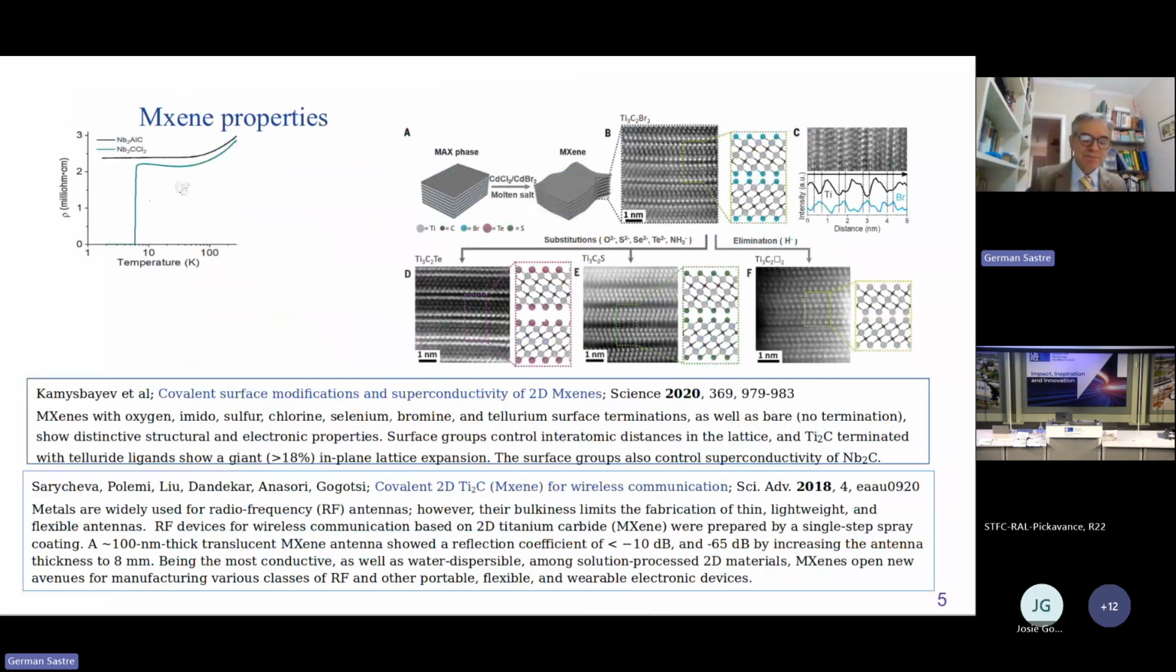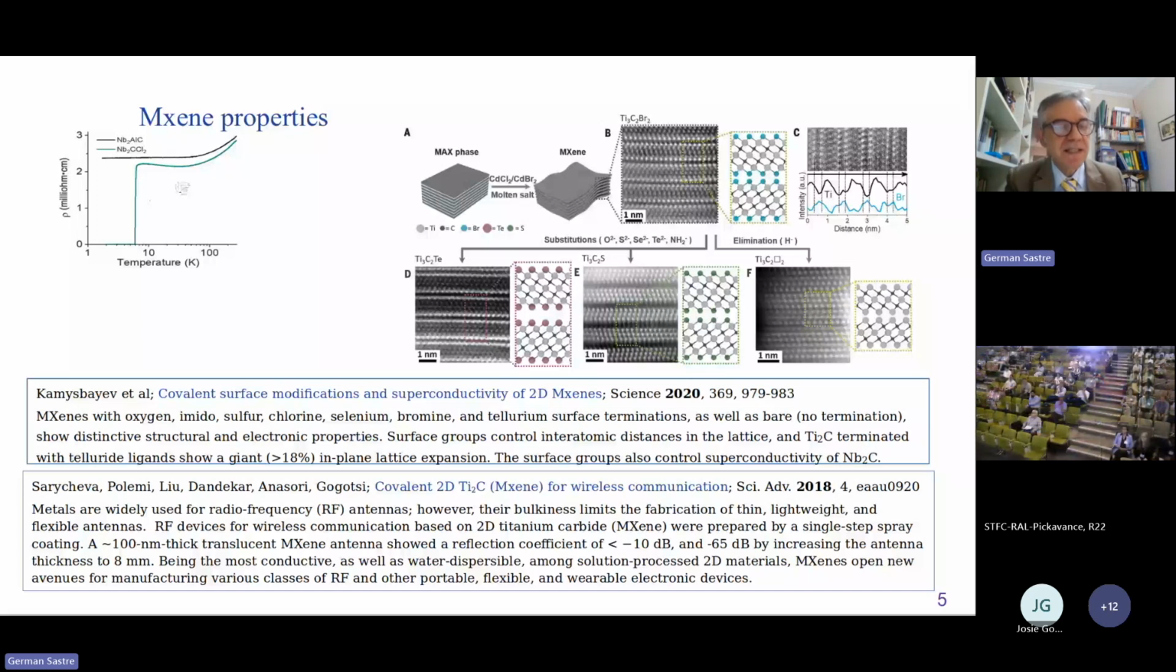Now, properties of MXenes are quite important. So I can tell you from my humble opinion, MXenes are not a hype. And in particular, one thing that is important is that they are electric conductors. Even in this paper that I selected here in 2020, they are even superconductors at low temperature. So in the upper left, we can see that the original MAX phase with aluminium, niobium aluminium carbide is not superconducting, but then when the material is delaminated, and therefore we have the MXene, in this case aluminium is removed, and then the termination is chloride, then the material becomes superconductor.